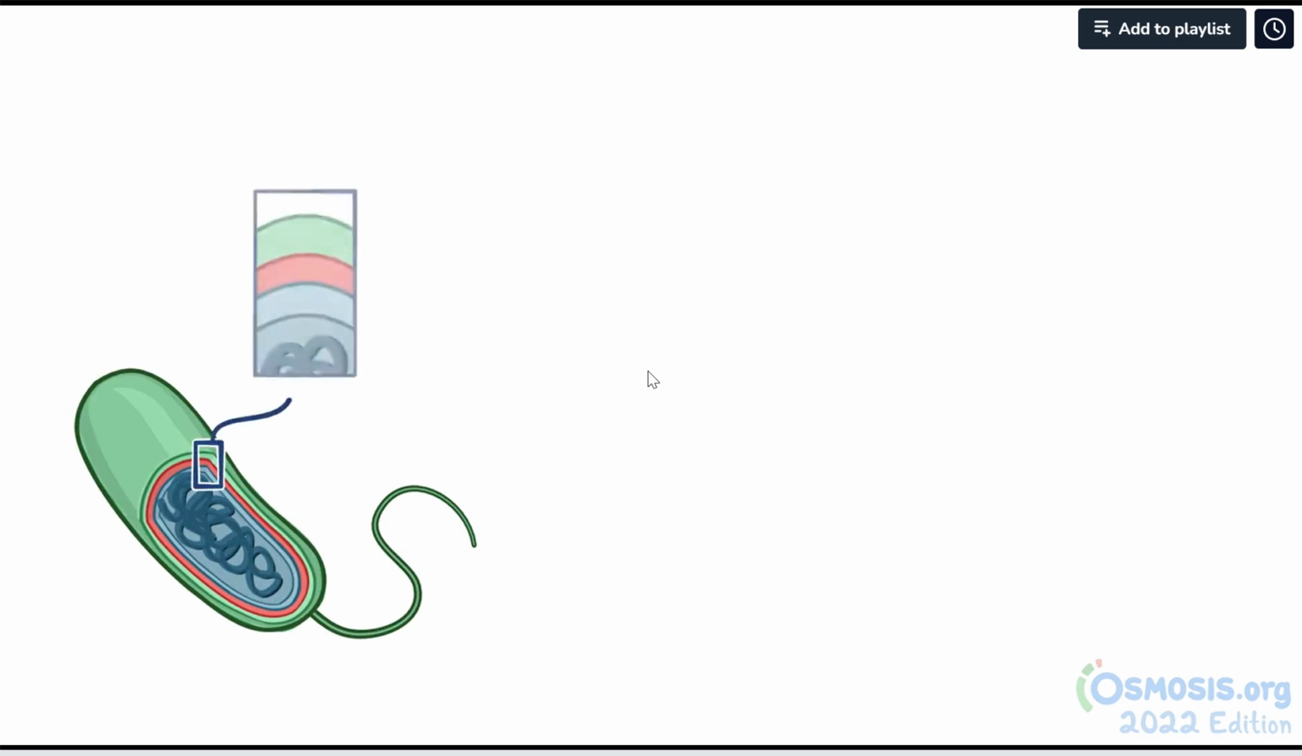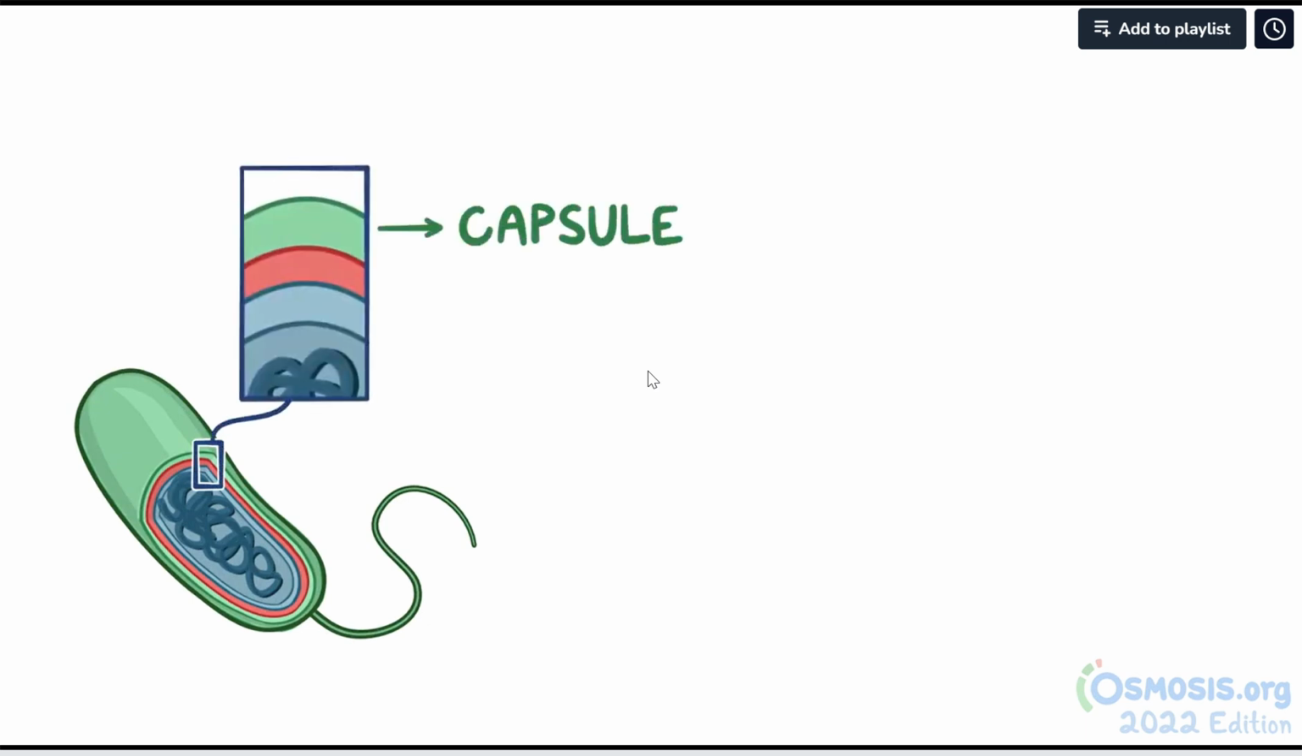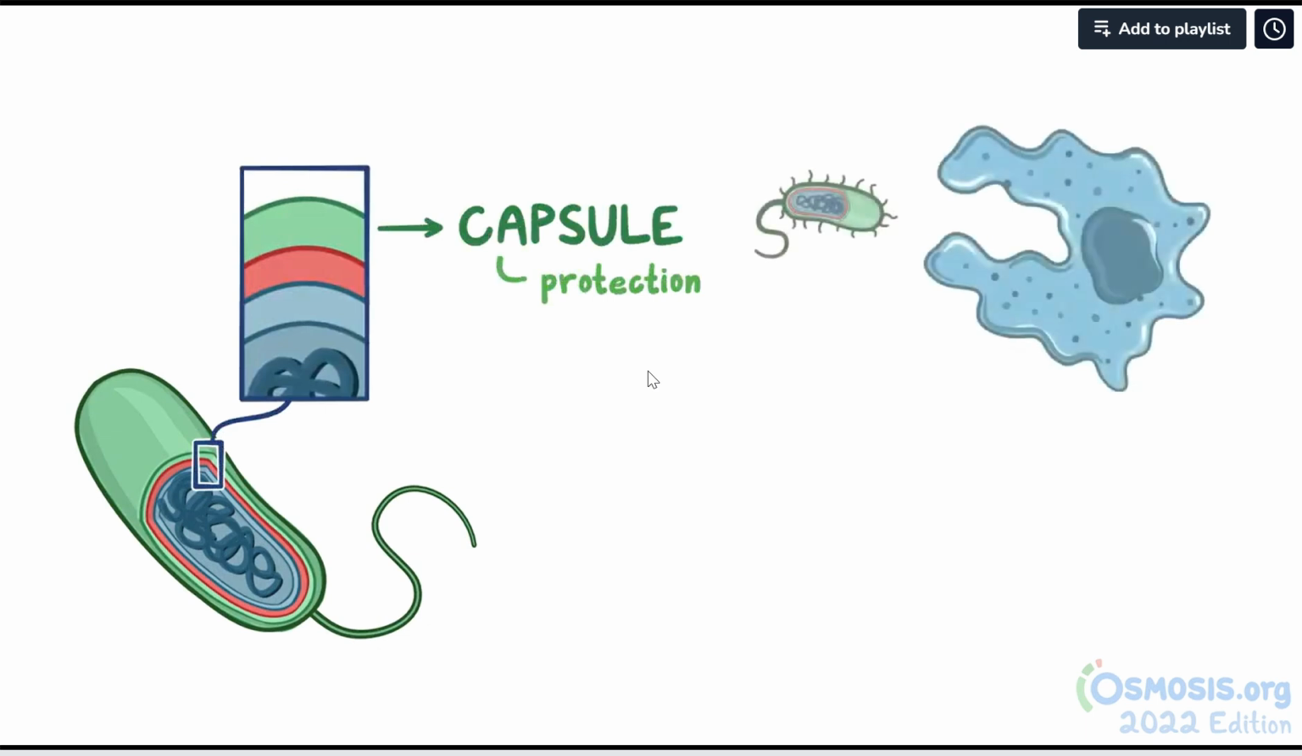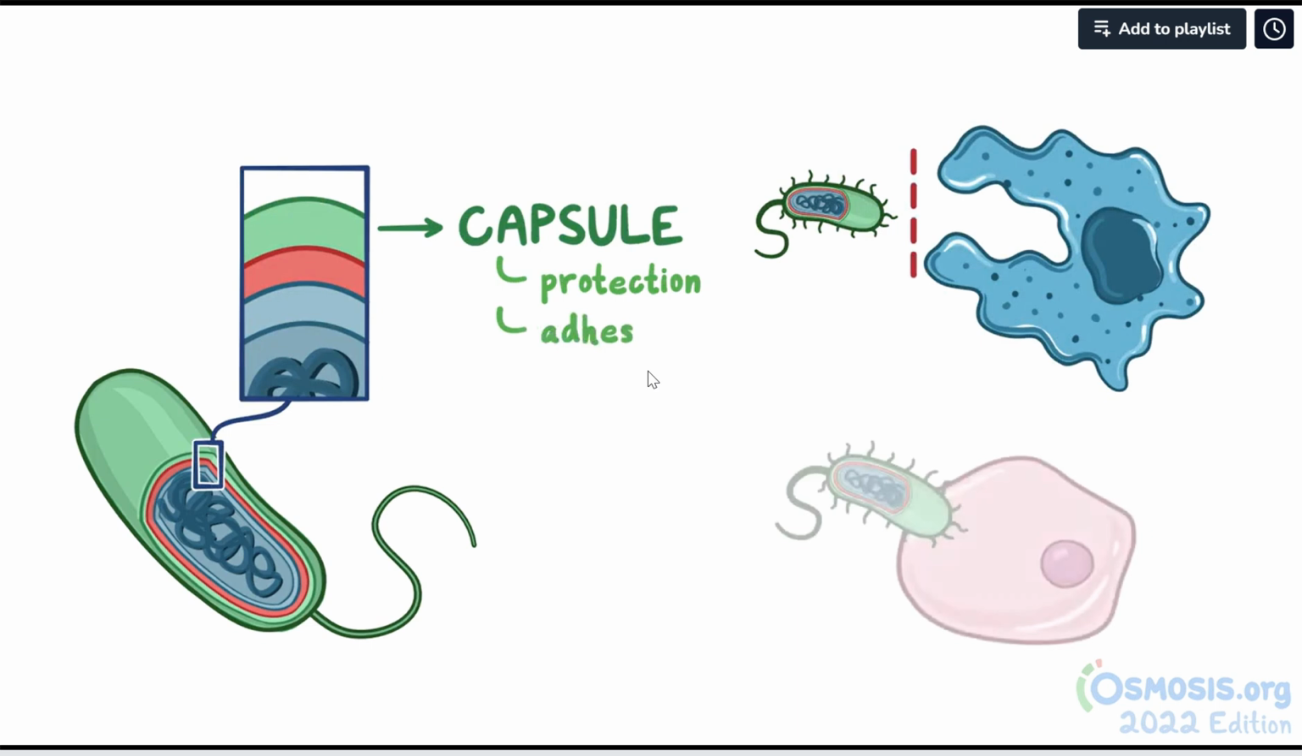Some bacteria are covered by a capsule, which acts as a shield that protects the bacteria against phagocytosis and also helps the bacteria adhere to surfaces. The capsule is considered an important virulence factor since the strains that lack a capsule are less virulent.